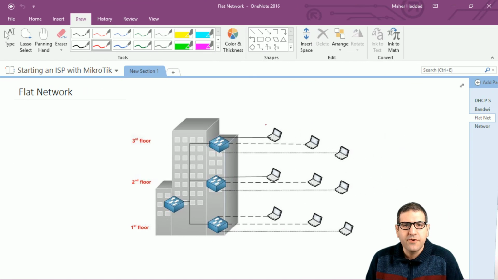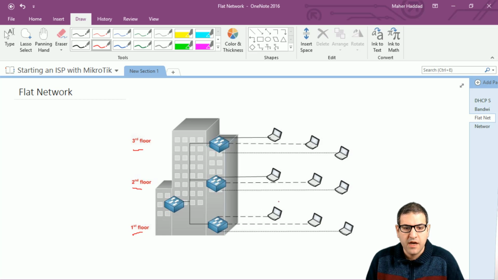Okay, to make it easy for you, I just made a drawing here to explain to you how we can apply VLAN inside a company. For example, let's say we have this company here, and this company consists of 3 floors. Floor number 1, first floor, second floor, and third floor.